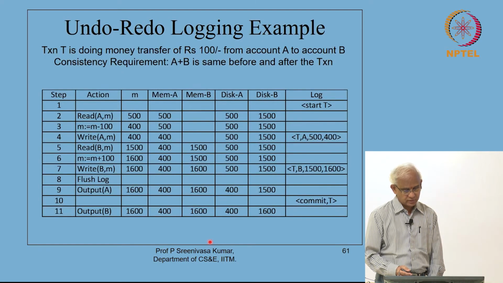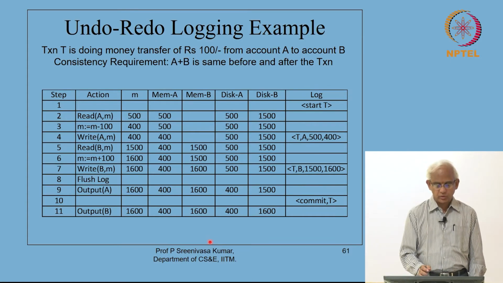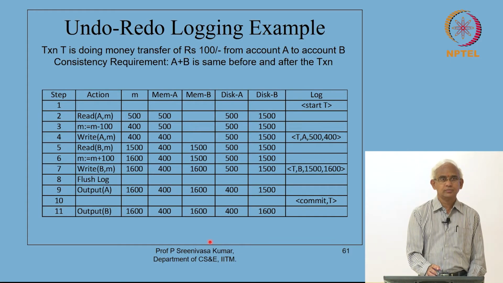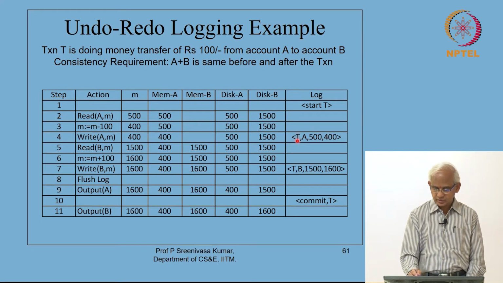Okay, so let us look at this same example, where we are now adopting undo redo logging method. Look at the changes that are there in the log entries. So when write A happens, the log entry to be made is that transaction T has updated this item A and its old value is 500, new value is 400. Like that we make a detailed log entry.